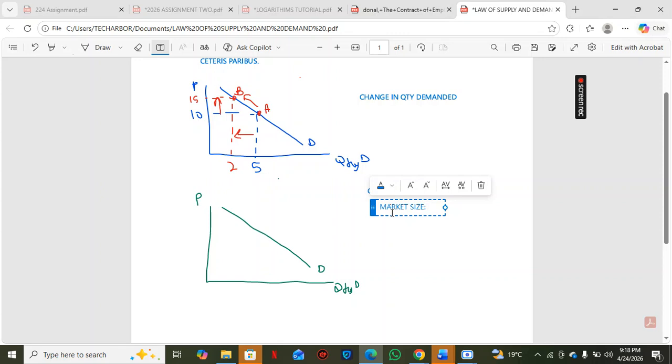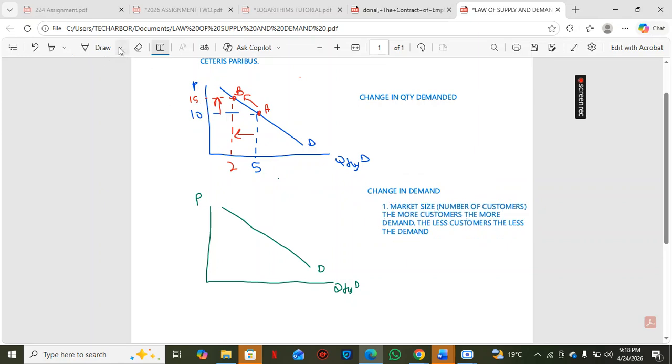Market size is basically the number of customers. The more customers, the more demand. The fewer customers, the less demand. So that is the first one, market size, or number of customers.